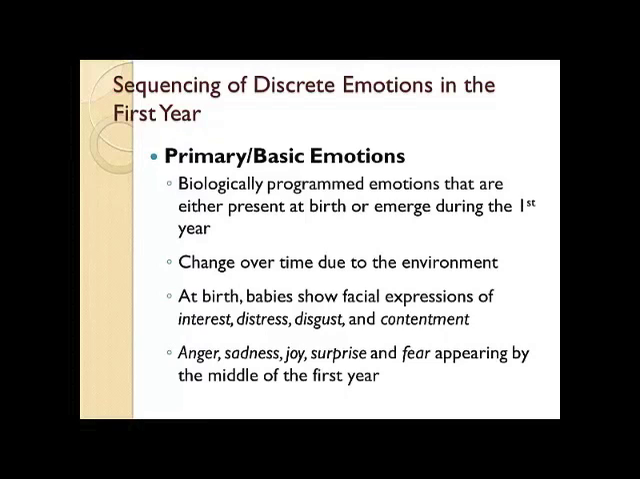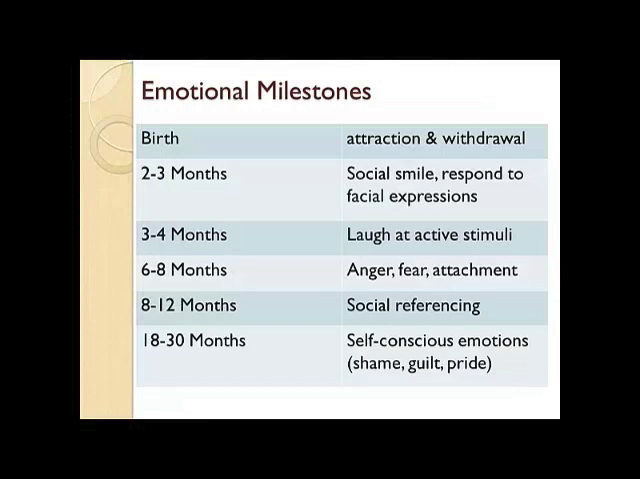And over time, what we find is that some of our other basic emotions start to appear, usually between 4 and 6 months of age. Anger, sadness, joy, surprise, and fear. Usually by 6 months of age, those are in place, and then some more complex emotions will start to develop. Let's look at these emotional milestones really quickly.